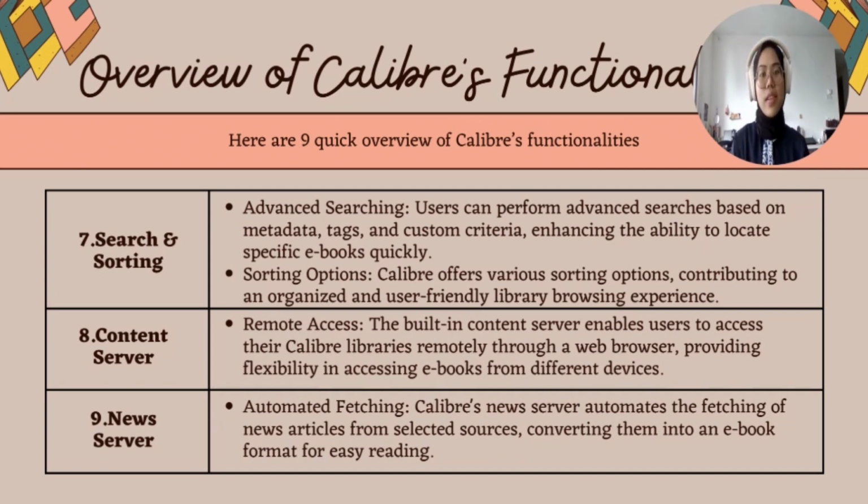Number 8, content server. Remote access. By this, the built-in content server enables users to access their Calibre library remotely through a web browser, providing flexibility in accessing ebooks from different devices. Lastly, news server, automated fetching. By this, Calibre News Server automates the fetching of news articles from selected sources, converting them into an ebook format for easy reading.